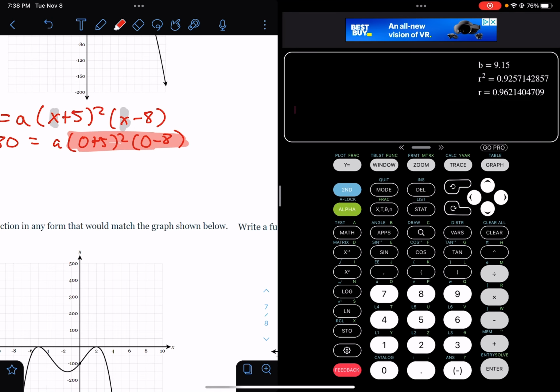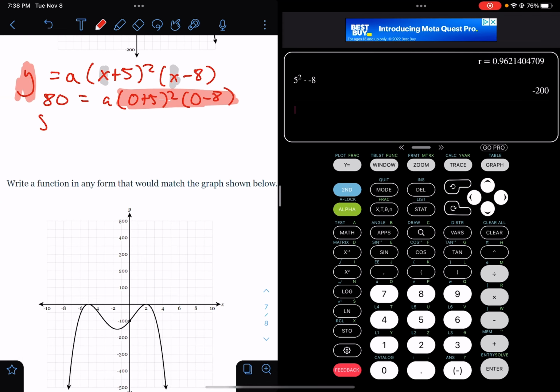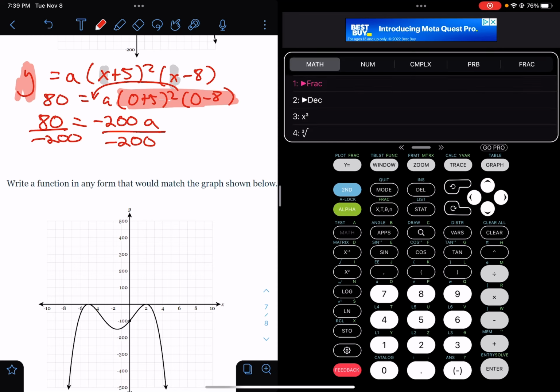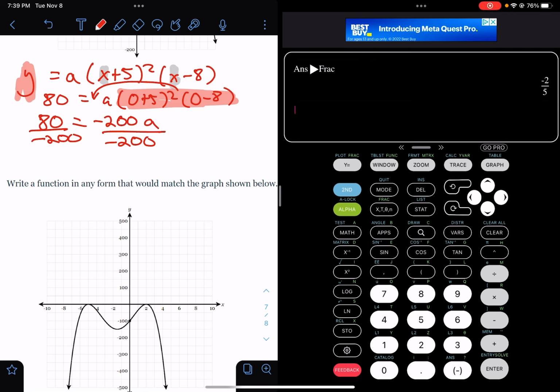So 0 plus 5 is 5, so we get 5 squared times negative 8. All right, so I got negative 200. So that means that I get 80 equals, and this stuff that you plug into your calculator is times a, so you could just slap it in front of the a. We get negative 200 times a. All right, we divide by negative 200. I'm going to do 80 divided by negative 200, and I get negative 2/5. So that means that my a value is negative 2/5.